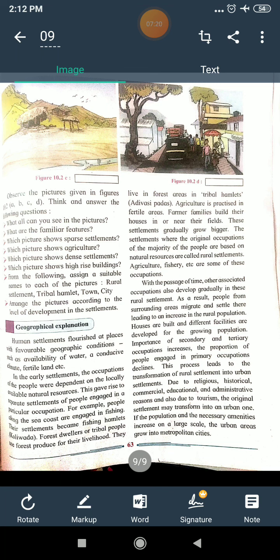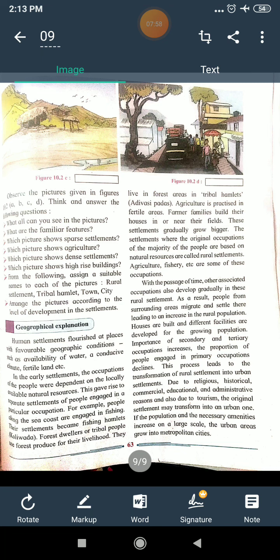As a result, people from surrounding areas migrate and settle there, leading to an increase in rural population. Houses are built and different facilities are developed for the growing population. Suppose the tribal Adivasi people from the forest area were not having a good life in the forest, yes or no? Then they understood, okay, when we go to the rural areas, we will get some work to do, some job occupation will be there in the farming areas, and also we will get a good settlement by settling there.